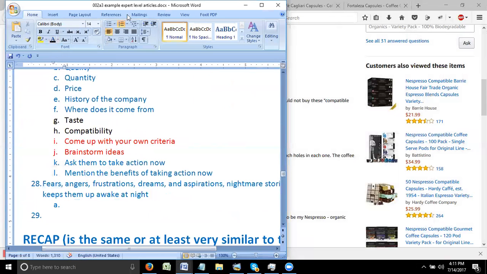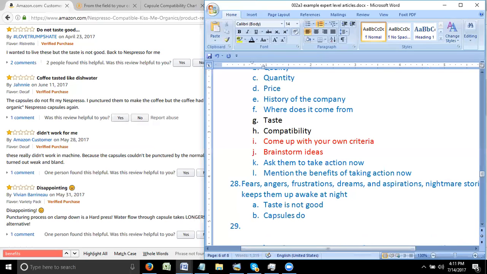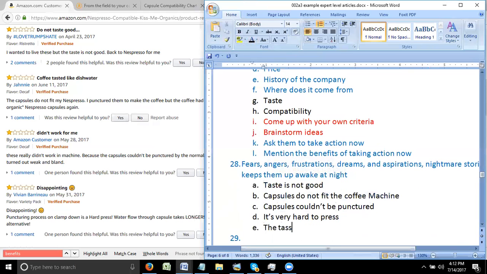And then I'm going to start taking notes. The taste is not good. Capsules do not fit the coffee machine. It doesn't have to be Nespresso only, because it's the same situation for the other brands. Capsules couldn't be punctured, or it's very hard to press. The taste here is very weak.